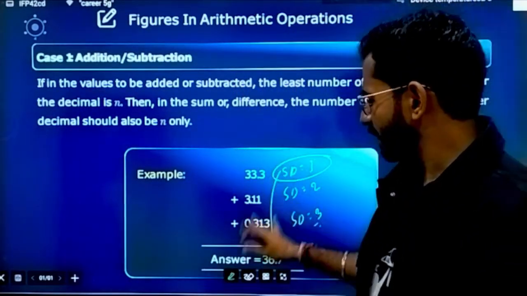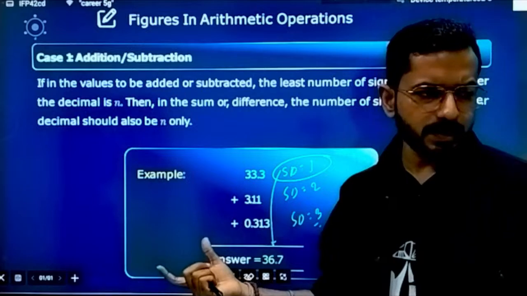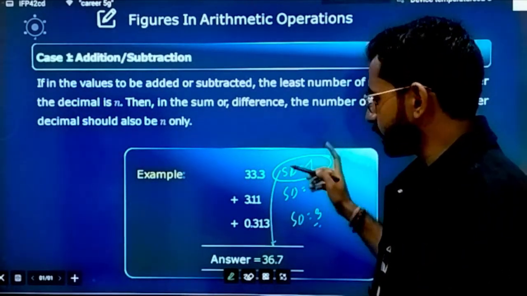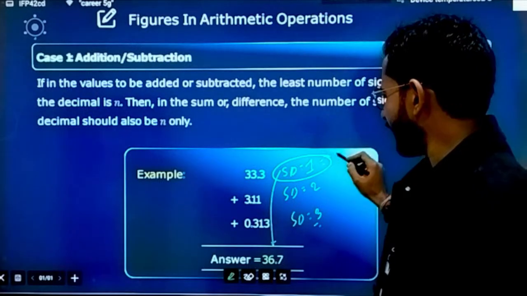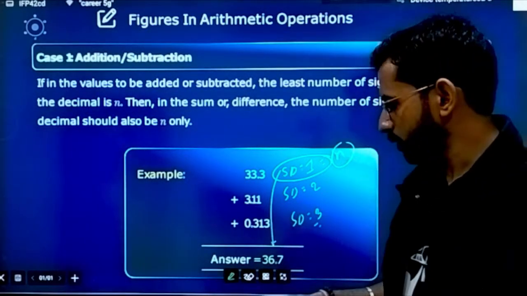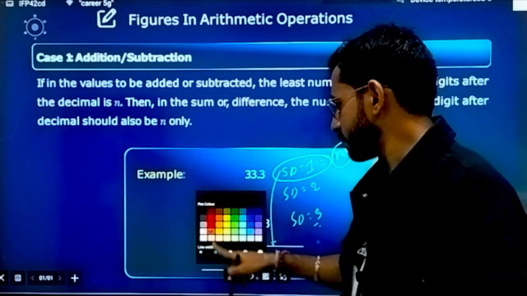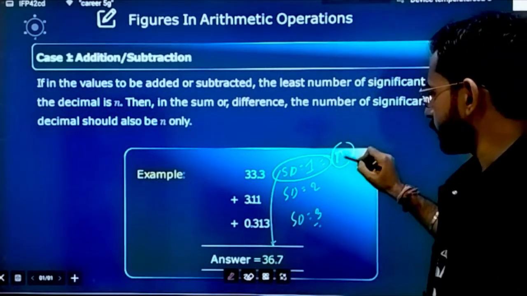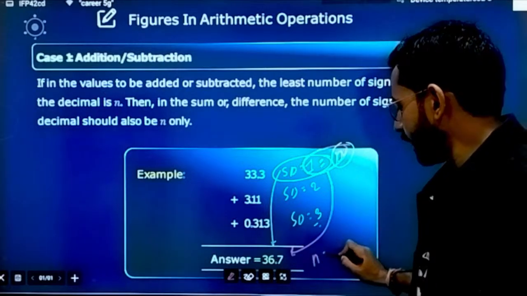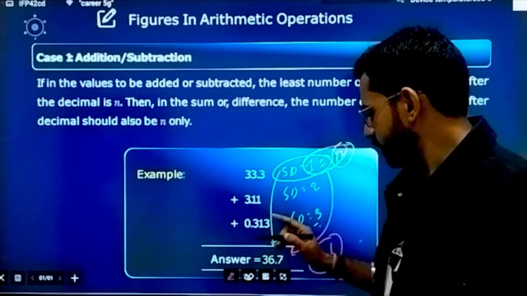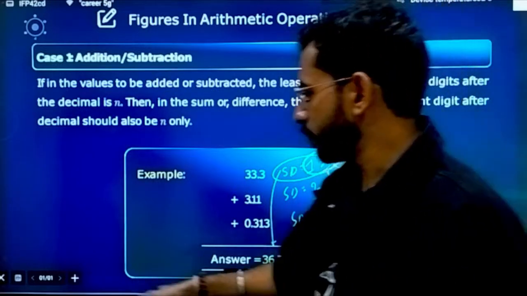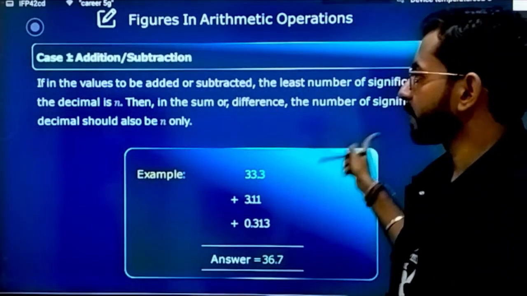That means after solving this, whatever long answer you have after the decimal, you will be quoting the least number of significant digits, which is 1. You can make it n also, but that is not of our use. You should be smart enough now to make it. So what you will be quoting as the answer, this n is equal to the least value, which is 1. So the answer should also have only n equal to 1. Check here, what is the number of significant digits after the decimal place? Only 1. Correct. This is the rule for addition and subtraction.